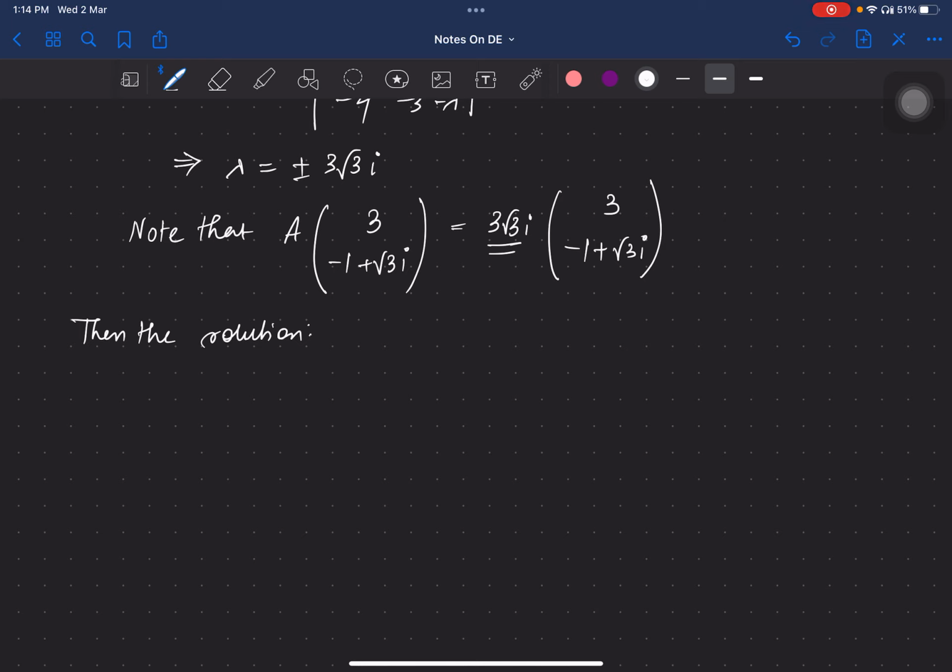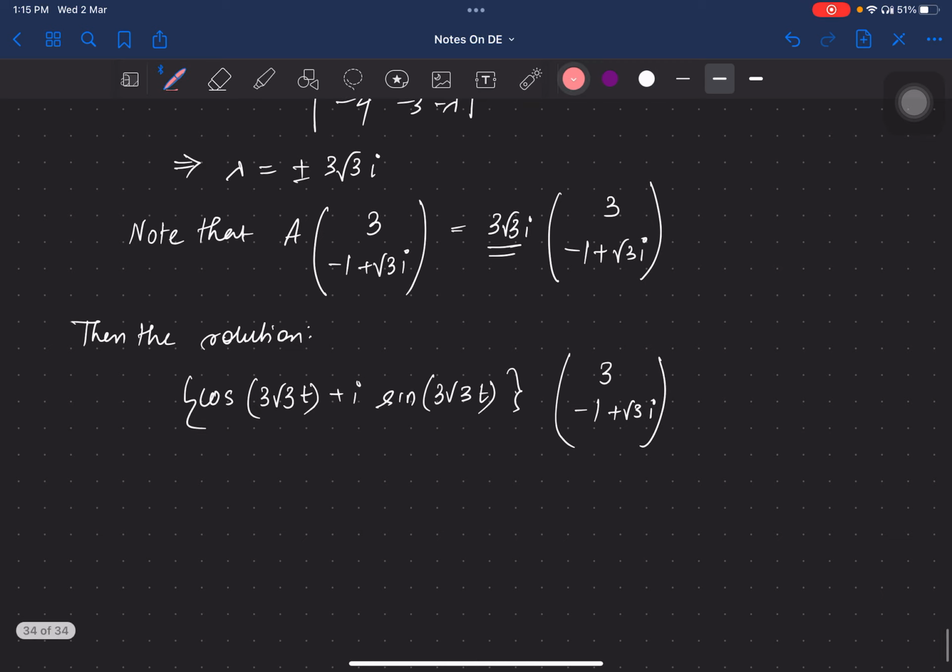so how will you find the solution? So this thing you can write in cos and sine terms. So cos 3 root 3 t plus i sine 3 root 3 t, because in our general solution we have e power the root, and e power i theta is cos theta plus i sine theta, times the eigenvector. So this is the whole thing. Okay. So now multiplying this, we will separate the imaginary part and the real part.